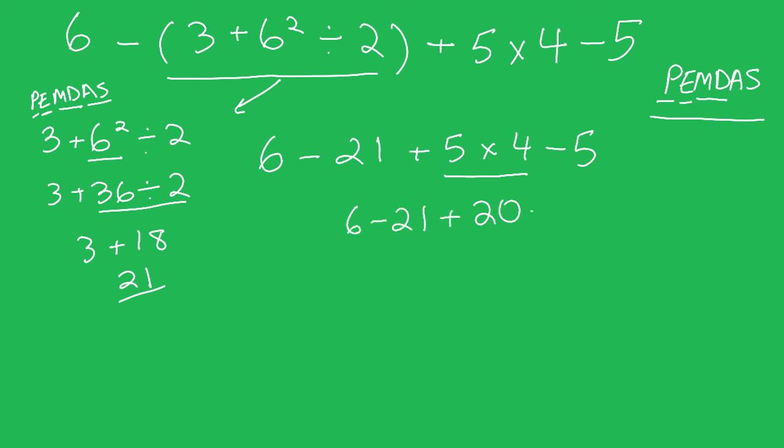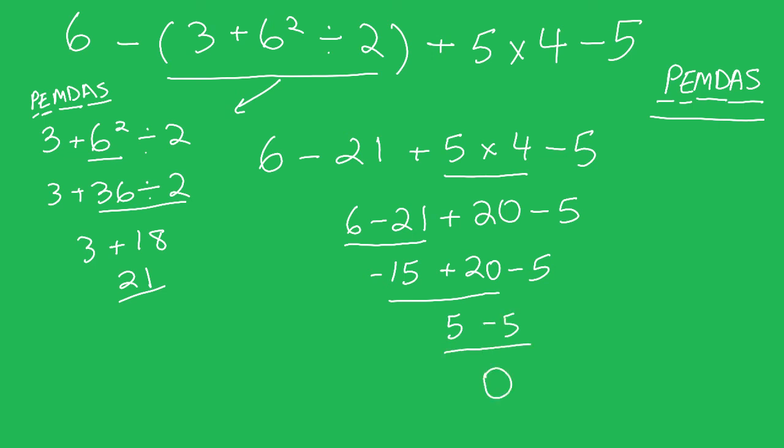And now you see all we've got left is addition and subtraction. And addition and subtraction work the same way as multiplication and division, where you just work them from left to right. So we'll start with the left here and go 6 minus 21 equals negative 15. And then again on the left, negative 15 plus 20 equals positive 5. And finally, 5 minus 5 equals 0. So that's our answer there. Our simplification of this whole big mess up here is just equal to 0, which is kind of cool.